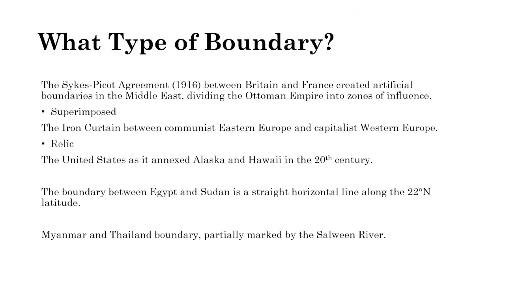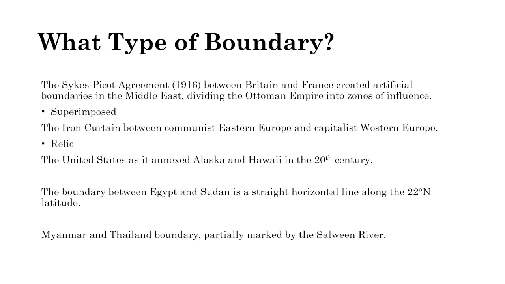What type of boundary are each of these examples here? Let's do a bit of practice here. So the first one, the Sykes-Picot Agreement in 1916 between Britain and France, created artificial boundaries in the Middle East, dividing the Ottoman Empire into zones of influence. The Ottoman Empire was not part of Britain and France. Britain and France are external entities that created this agreement to divide the Ottoman Empire. So that's a superimposed boundary.